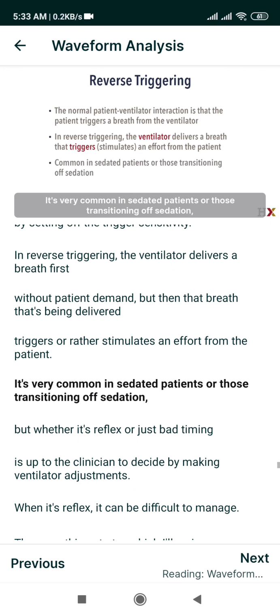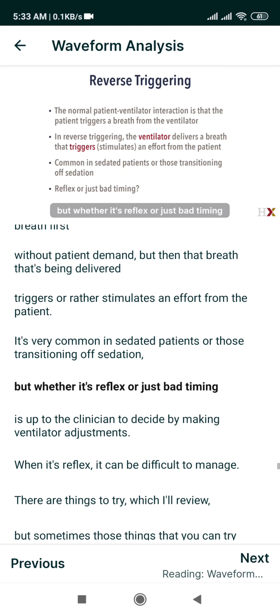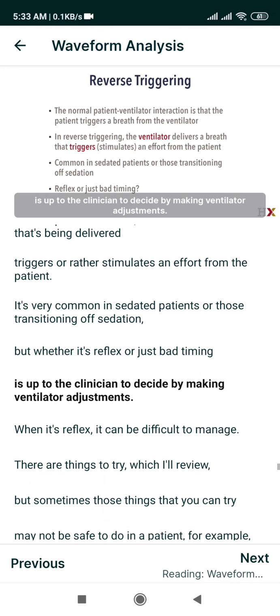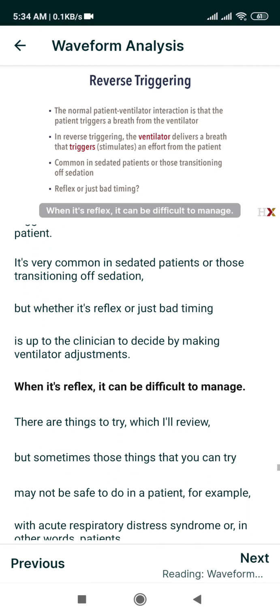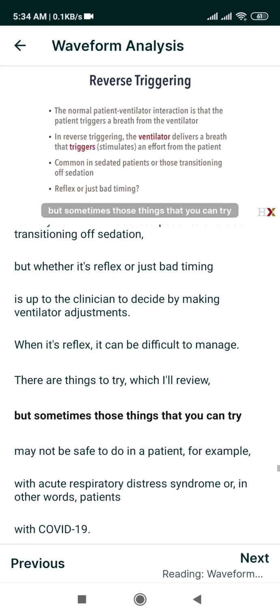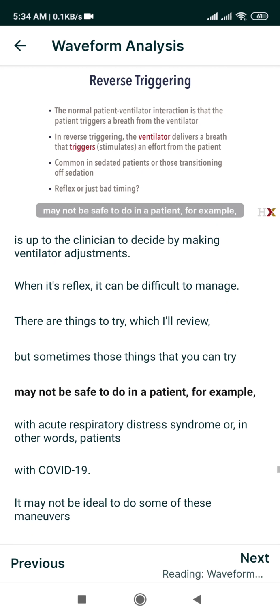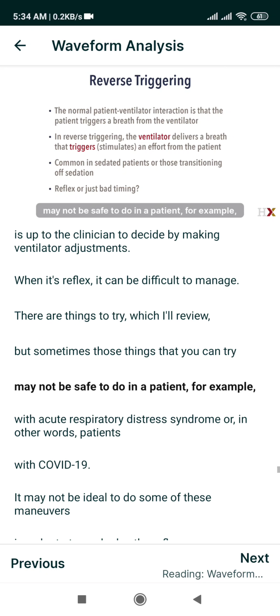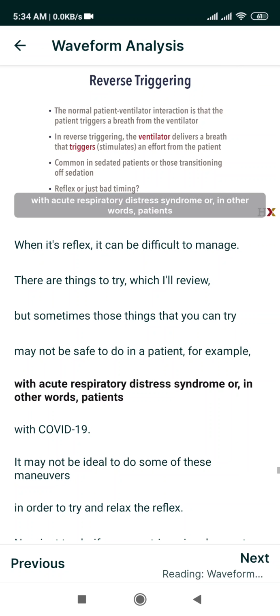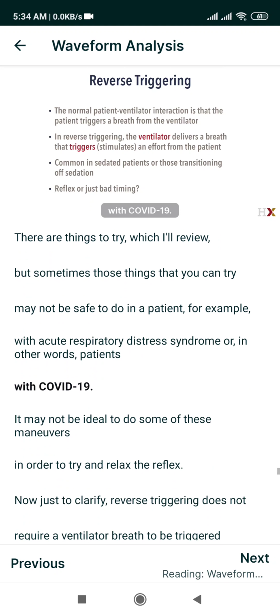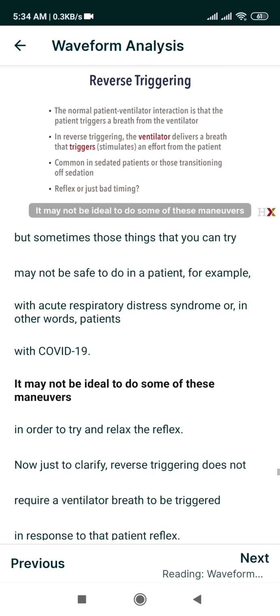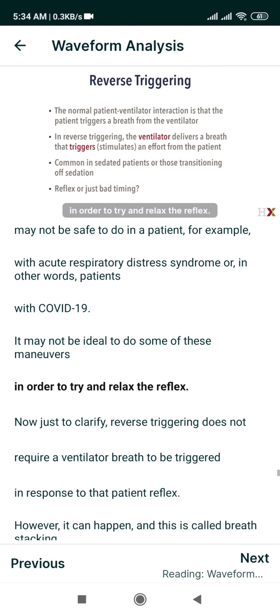It's very common in sedated patients or those transitioning off sedation. But whether it's reflex or just bad timing is up to the clinician to decide by making ventilator adjustments. When it's reflex, it can be difficult to manage. There are things to try, which I'll review, but sometimes those things that you can try may not be safe to do in a patient, for example, with acute respiratory distress syndrome. Or, in other words, patients with COVID-19, it may not be ideal to do some of these maneuvers in order to try and relax the reflex.